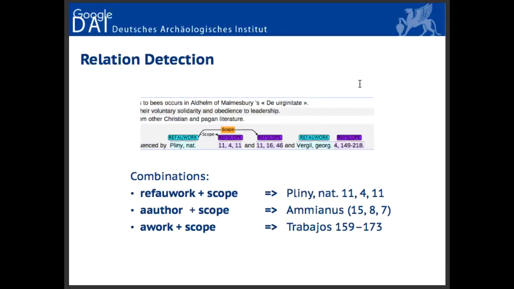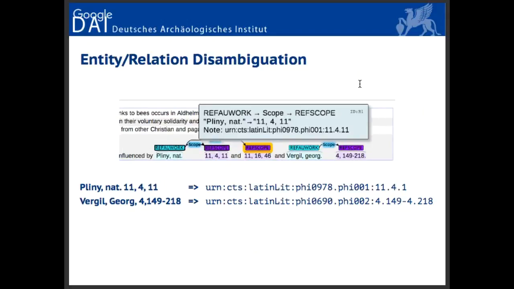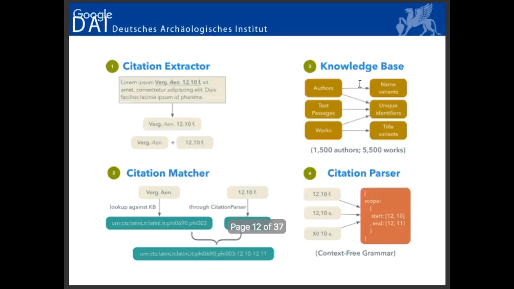The second step is to extract the relations between these citation components, and you have a combination of these four entities together. And then the last step, as I just said, is to assign to each reference a CTS URL.